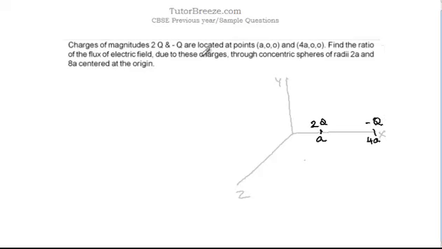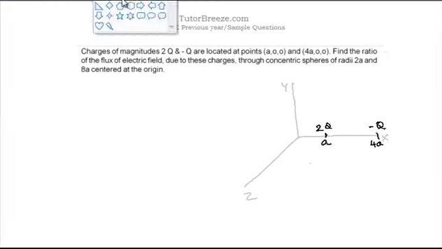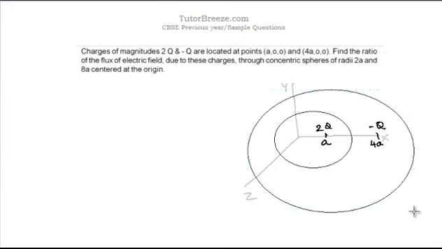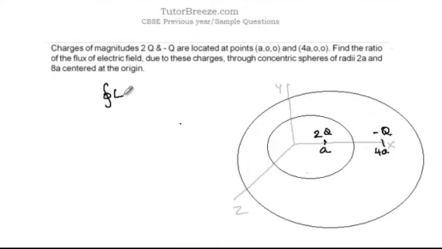Now you have to find the ratio of the flux through two concentric spheres. The radius of the first sphere is 2a, which means it's going to be somewhere over here. So this is the first sphere, and then you have a second sphere which has a radius of 8a, and they're centered on the origin. This is the largest sphere of radius 8a. Now to find the electric flux, we need to use Gauss's law, which states that integral E dot dS, or the electric flux, is given by 1 by epsilon naught times the charge enclosed by the surface.